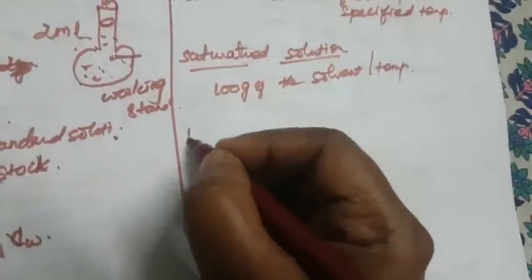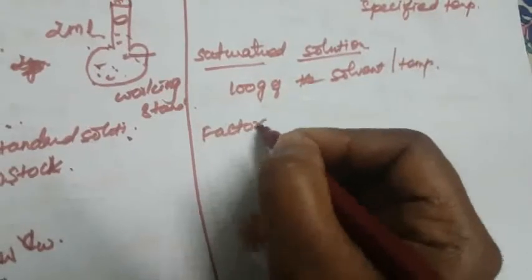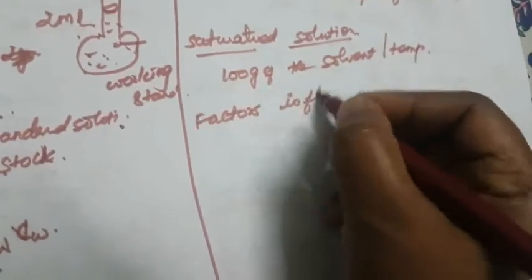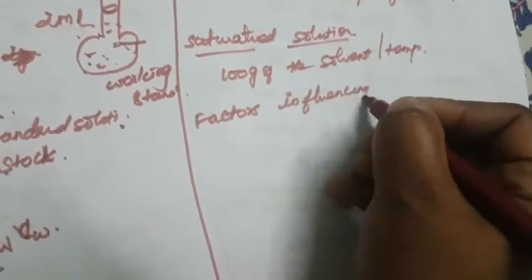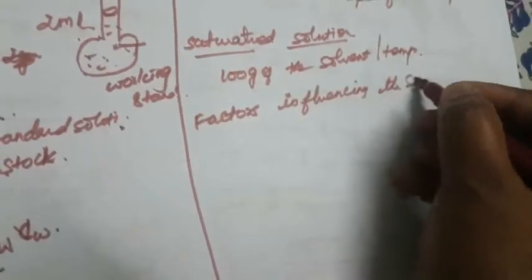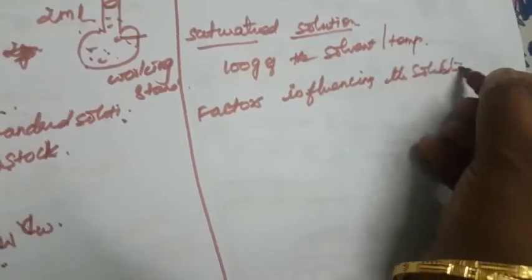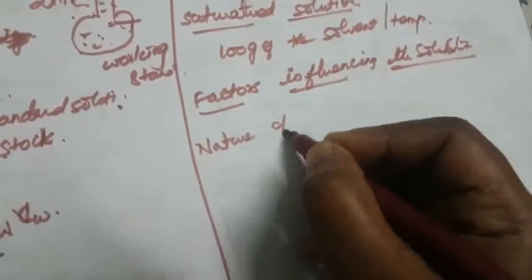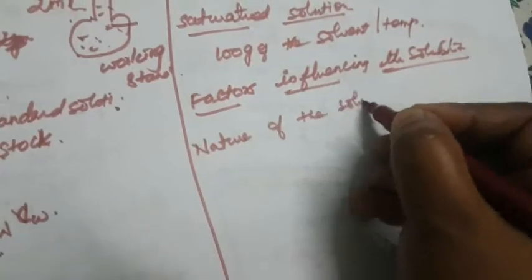What are the factors influencing the solubility? The first point is the nature of the solute and the solvent.